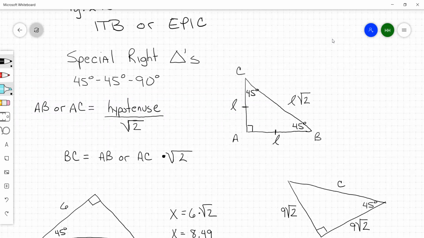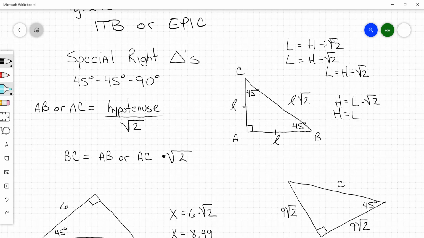You can say that a leg equals the hypotenuse divided by the square root of 2. Leg equals hypotenuse divided by radical 2. Then you could say that the hypotenuse equals a leg times square root of 2.